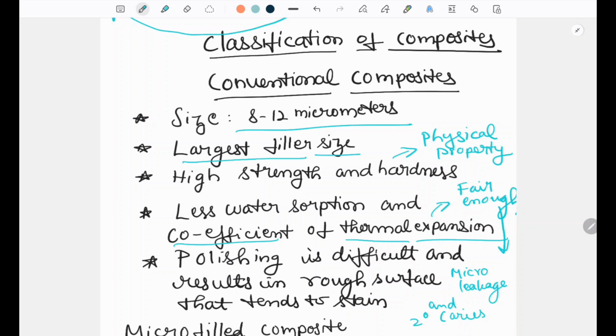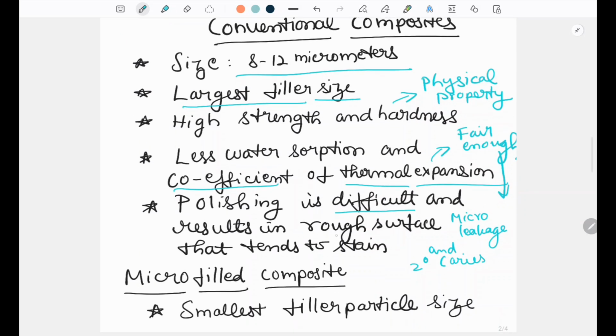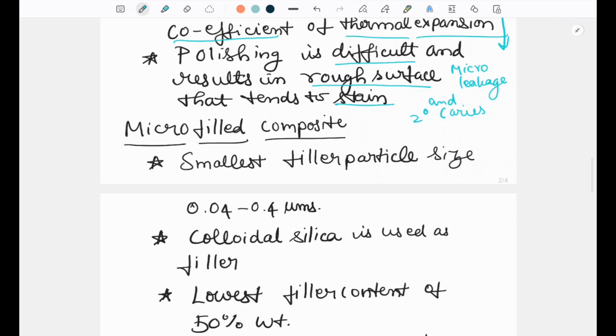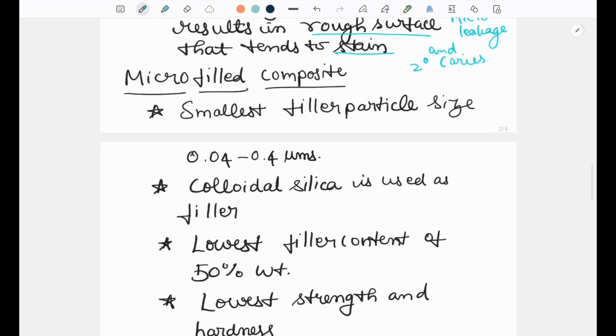So in these conventional composites, polishing becomes difficult, and it basically results in a rough surface that tends to stain. So these composites are not used much nowadays. These are not preferred nowadays. Nano-filled composites are majorly used. Then comes the second one, that is the microfilled composites.